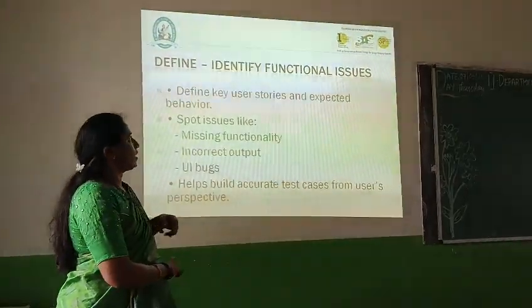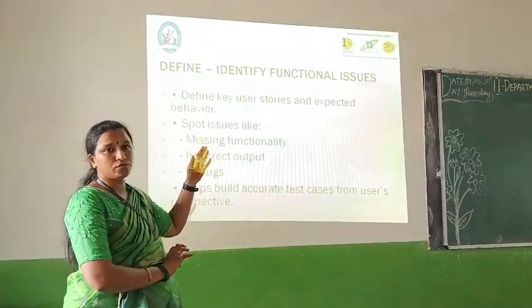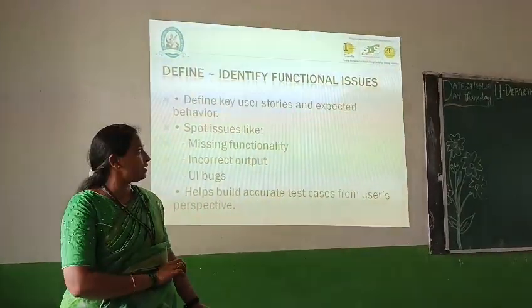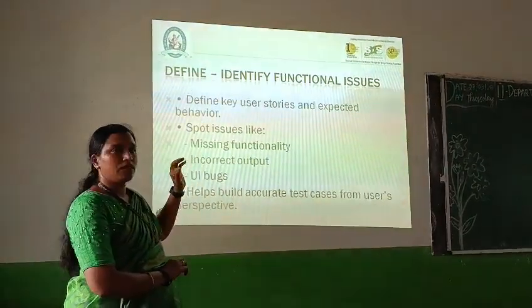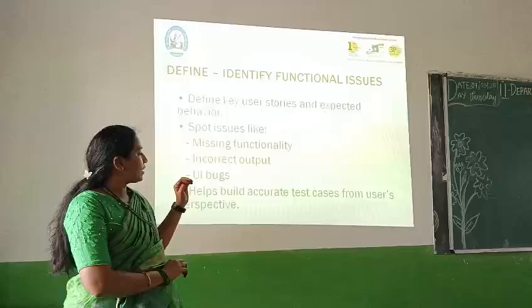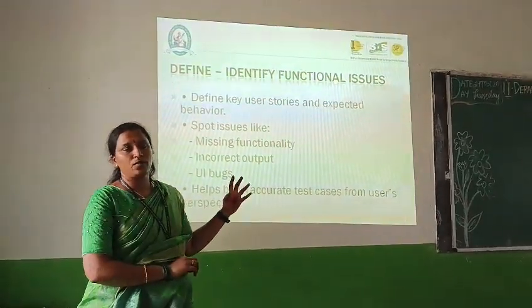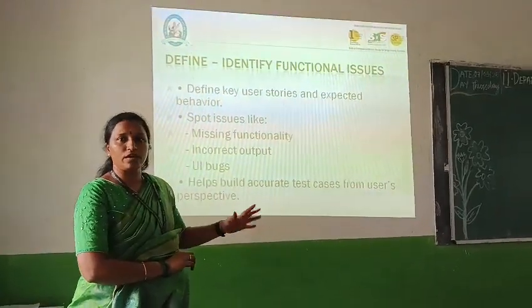Next one, define. In define, we need to identify the functional issues, the issues that have happened. First, the missing functionality. Second, incorrect output. And third, UI bugs. These are the problems that have occurred in the coding or anything else.